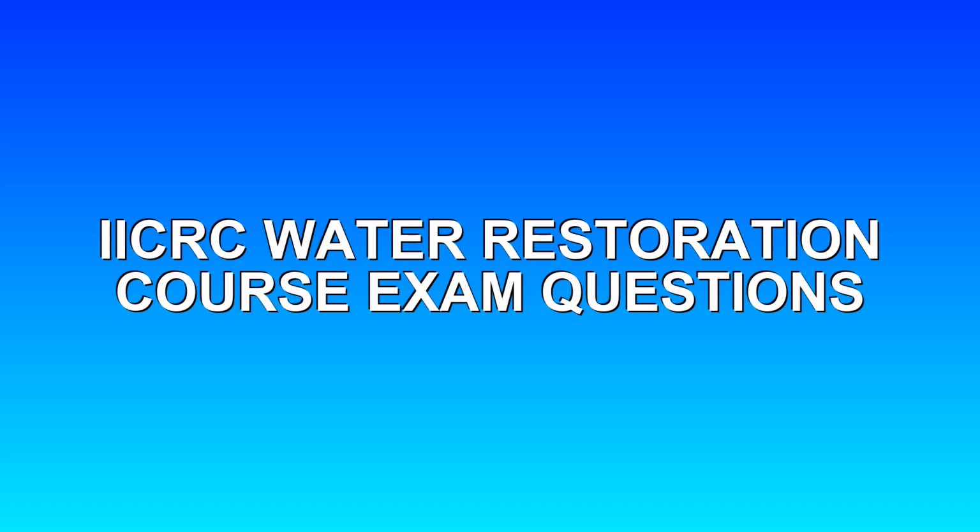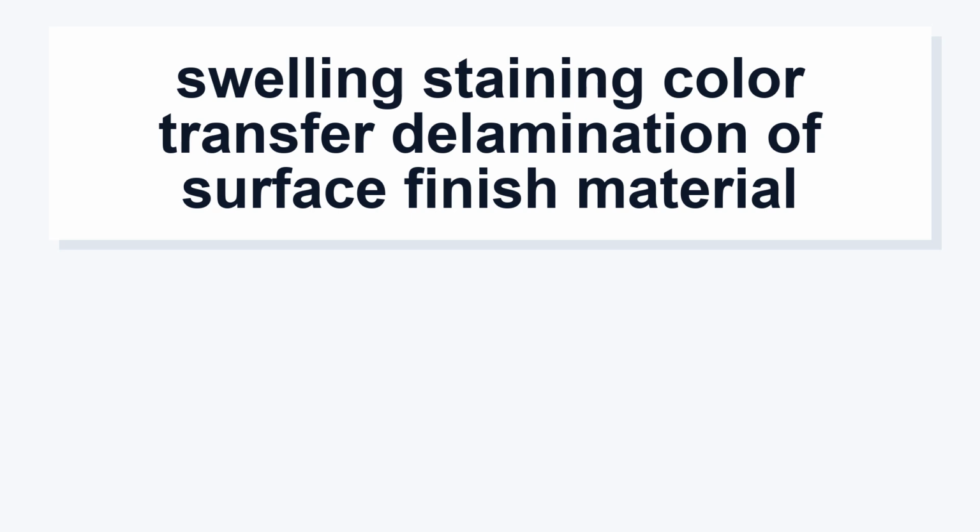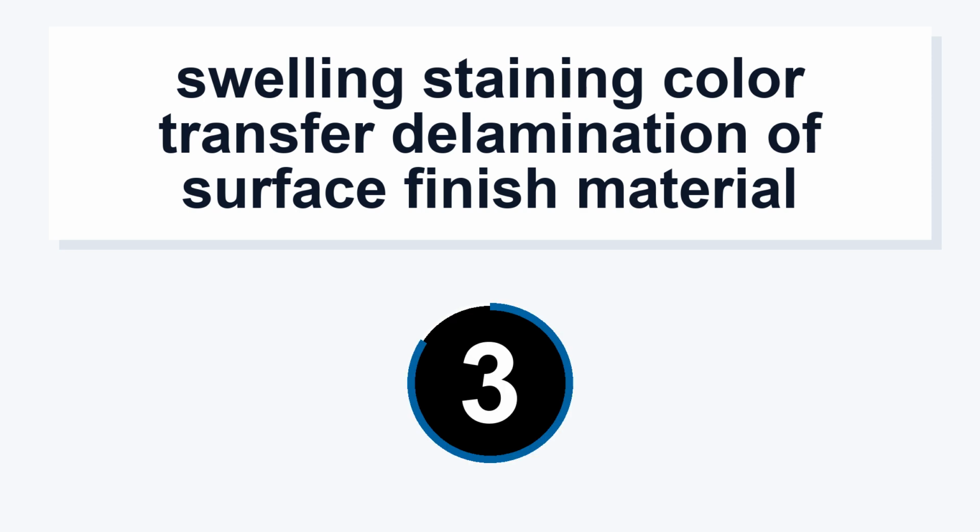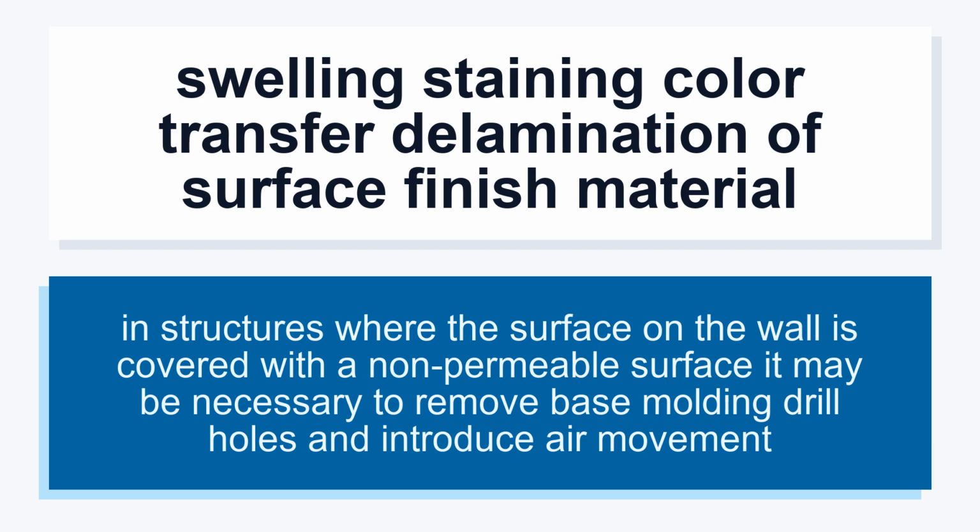IICRC Water Restoration Course Exam Questions. Swelling, staining, color transfer, delamination of surface finish material. In structures where the surface on the wall is covered with a non-permeable surface, it may be necessary to remove base molding, drill holes, and introduce air movement.